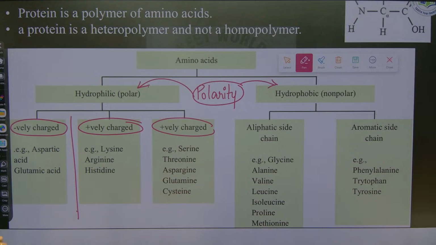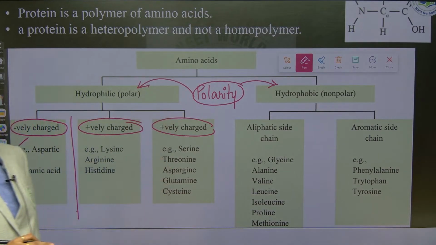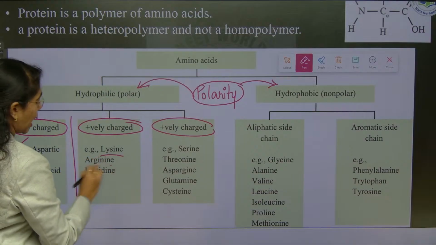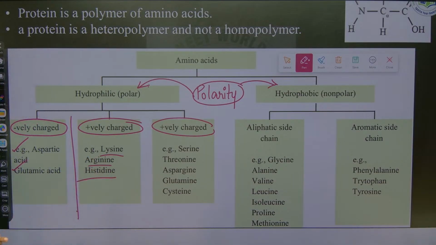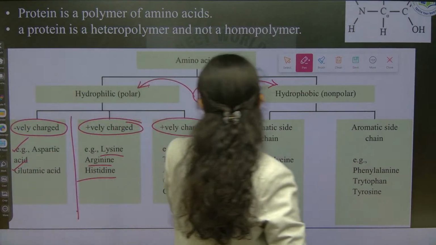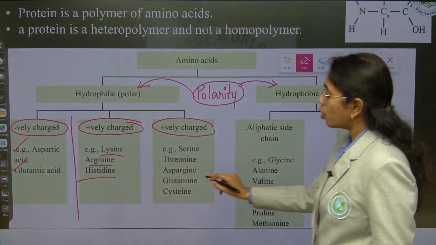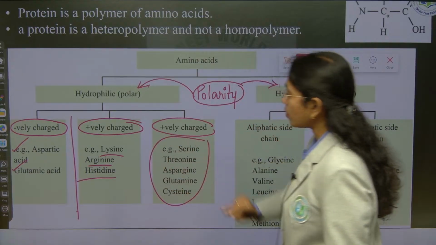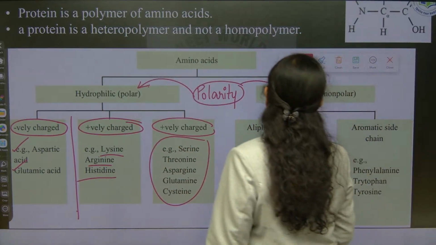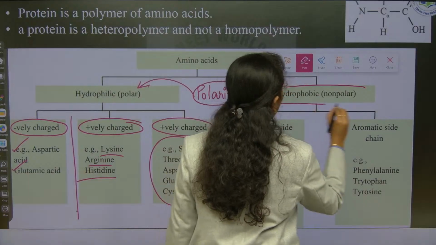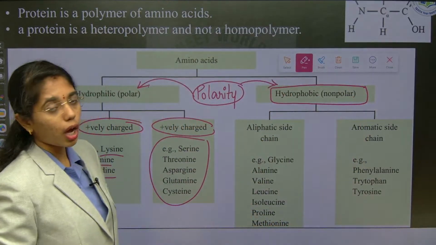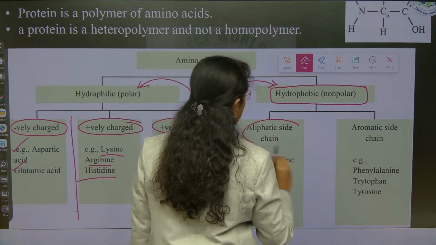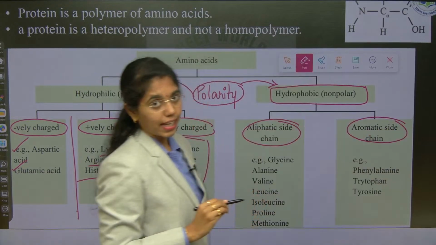Negatively charged polar amino acids include aspartic acid and glutamic acid. Positively charged polar amino acids include what? Lysine, arginine, histidine, which are most noted we know, followed by serine, threonine, asparagine, glutamine and cysteine. And then hydrophobic or non-polar amino acids. Hydrophobic or non-polar. Here we have two sets, aliphatic side chain and aromatic side chain.